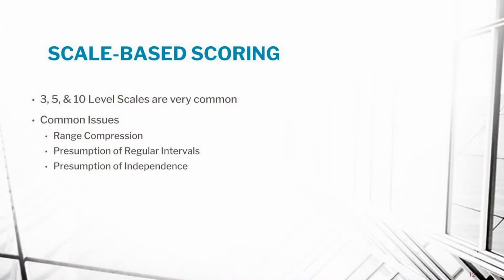scoring works well when you're dealing with your results. Until you get to the results level, then dealing with raw data gives you a lot of additional advantages. And so your presumption, and when you're common intervals, folks think in terms of common intervals. Well, they're not. And the presumption of independence.